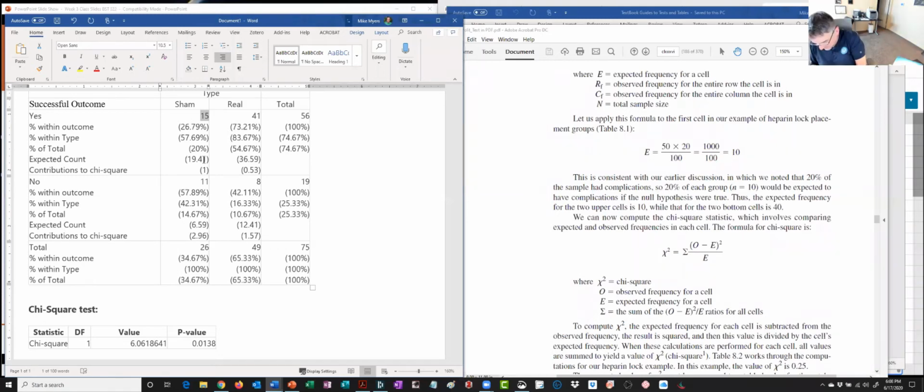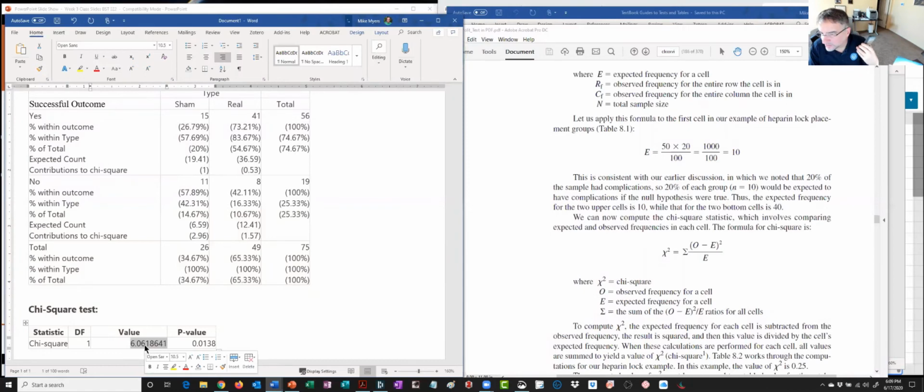15 minus 19.41 is minus 4.41. Square it, divided by 19.41. And I get 1.00196. Well, 1, right? So basically it's 1. I don't think you want to watch me do it for every cell. That's what it's doing for each cell, and that's how we got to the 6.06.